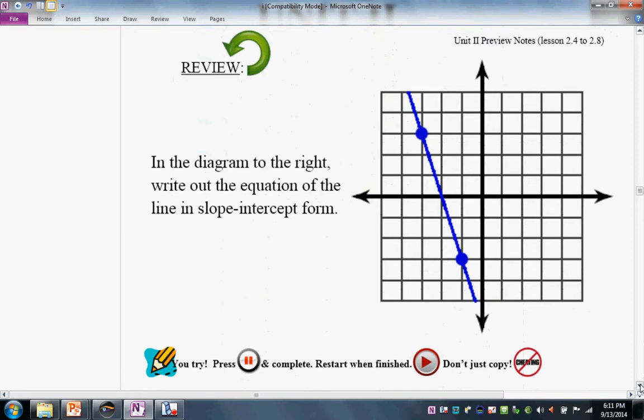Let's do a quick review. In the diagram to the right, I want an equation of a line in slope-intercept form. That's y equals mx plus b. Do the best you can. Pause, turn it back on when you've done your best try.